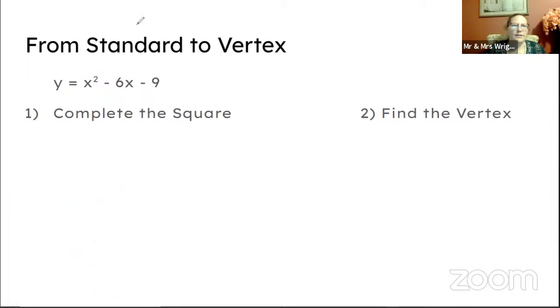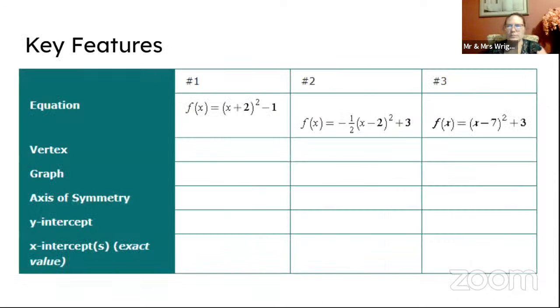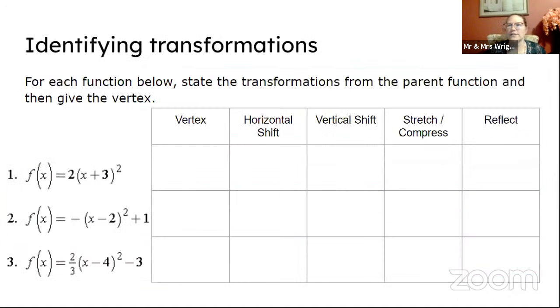All right. So here we have 3 different equations, and I want us to identify what the vertex is in each of these, and the transformations that are happening to each of them. So let's start with the vertex, because that is usually the easiest.